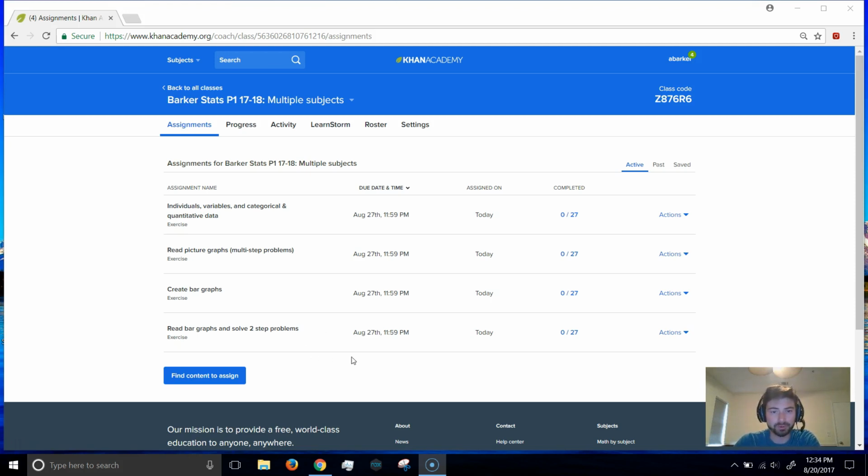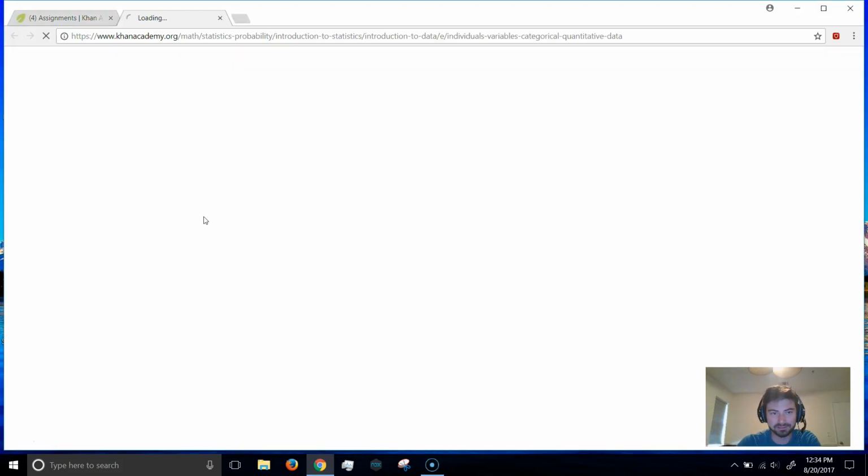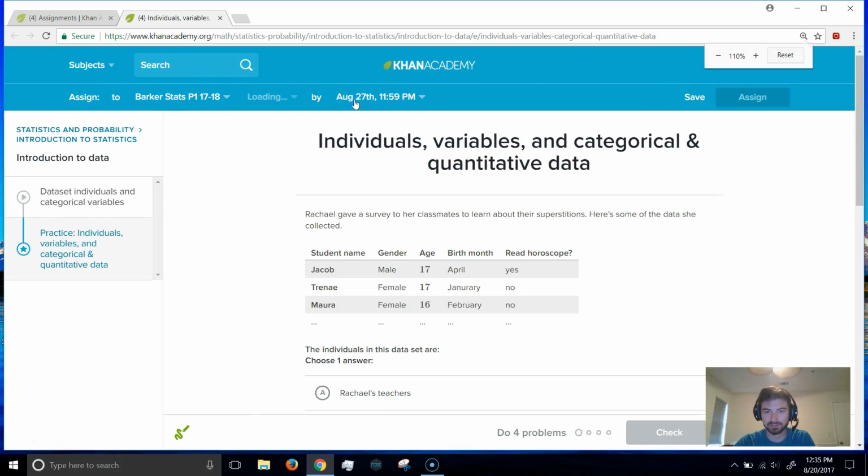So most of what we do is very analytical. It's going to be trying to make sense out of different data sets and information. So I'm going to open up all these tabs. Well, let's start. So this is individuals, variables, categorical, and quantitative data. So this is sort of a big chunk of information. There's a lot of pieces floating around.